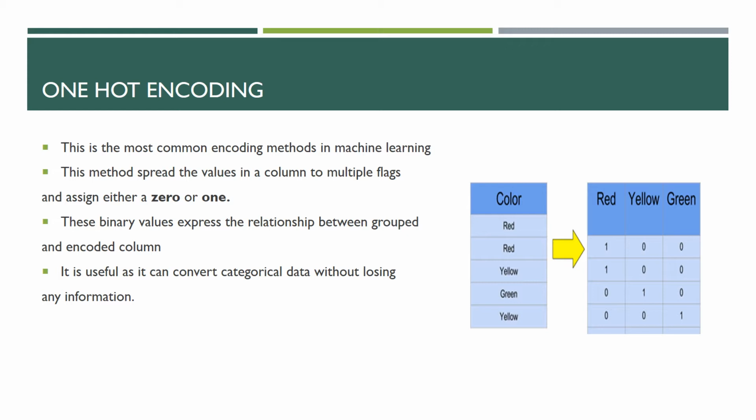It is useful as it can convert the categorical data without losing any information, and most of the algorithms like logistic regression accept this data which we prepare by one hot encoding.